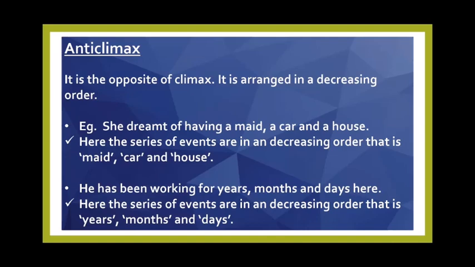That is, it is arranged in a decreasing order. Let's see the example. She dreamt of having a maid, a car, and a house. So here, just by reading the sentence, you might have understood that whenever you dream, you will dream about a house, right? Because that is very important for you. Then a car, then a maid. So here the series of events are in a decreasing order. That is, first is a maid, then the car and house.